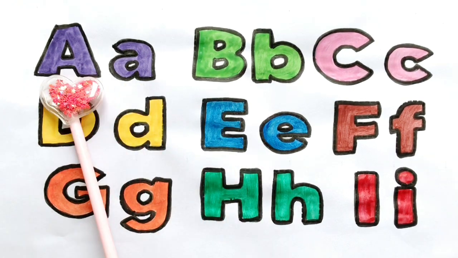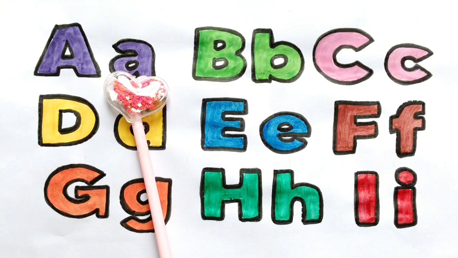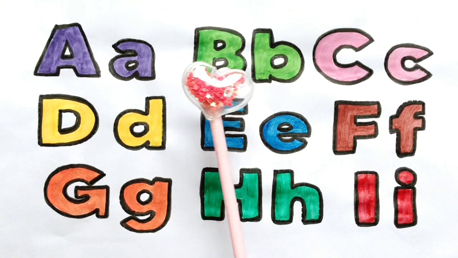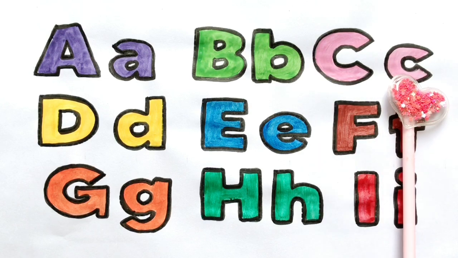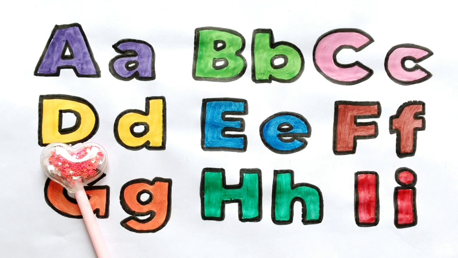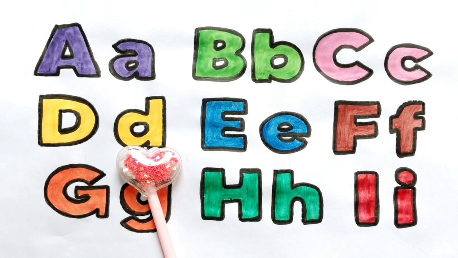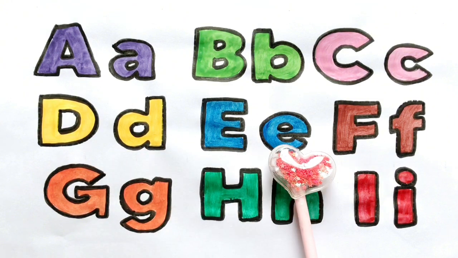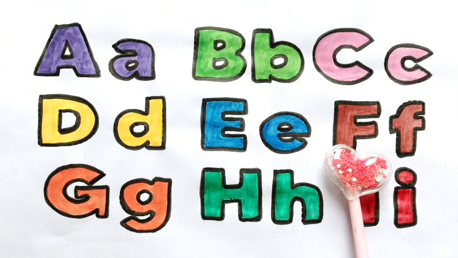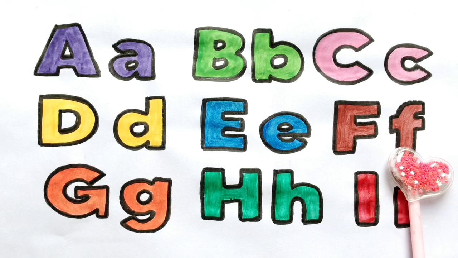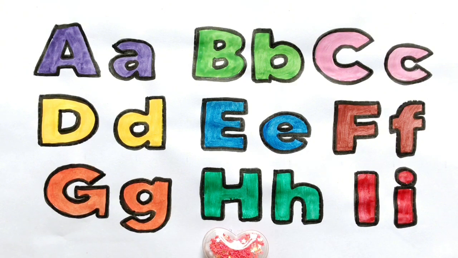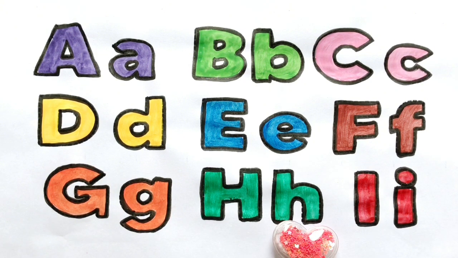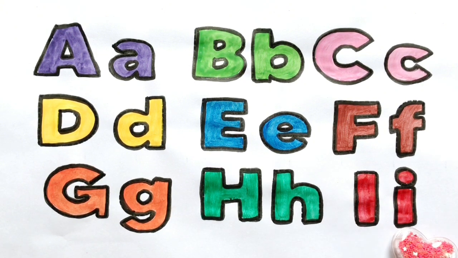Let's repeat and learn. A. Small letter A. B. Small letter B. C. Small letter C. D. Small letter D. E. Small letter E. F. Small letter F. G. Small letter G. H. Small letter H. I. And small letter I.